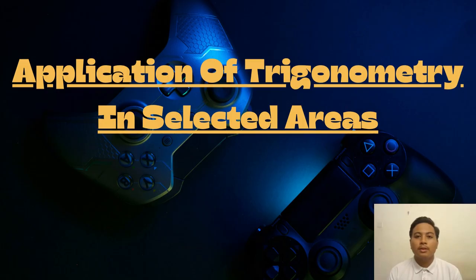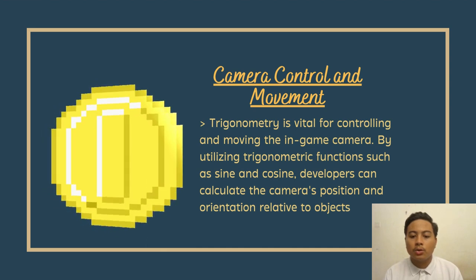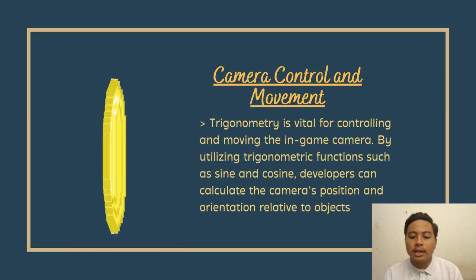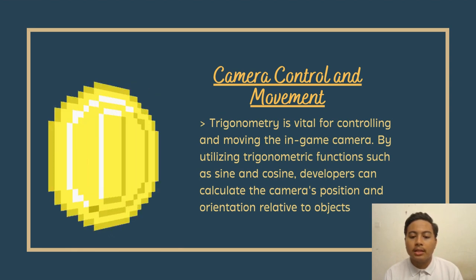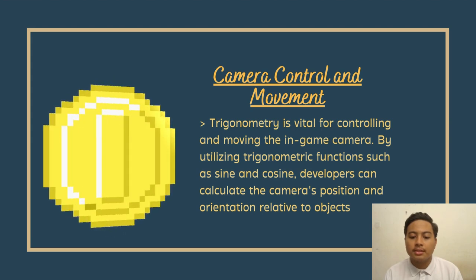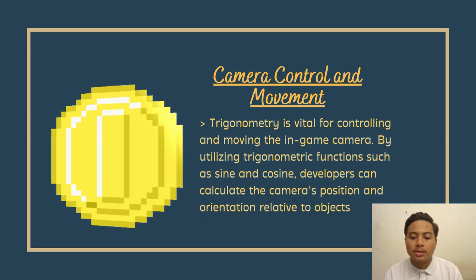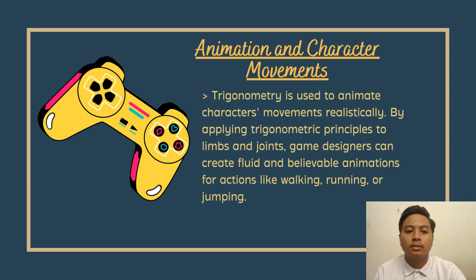So next, we're going to look at applications of trigonometry in selected areas. Trigonometry is used in camera control and movement. Trigonometry is vital for controlling and moving the in-game camera. By utilizing trigonometric functions such as sine and cosine, developers can calculate the camera's position and orientation relative to objects.